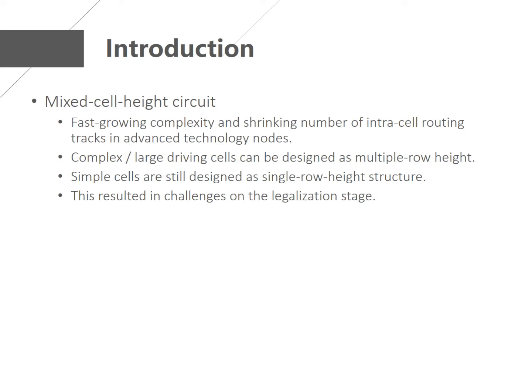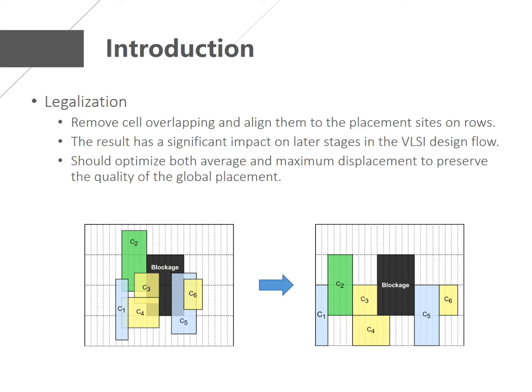Indeed, the adoption of multiple row height cells successfully solves the problem caused by technology scaling and provides more flexibility on circuit design. But every coin has two sides. They lead to some challenges in the VLSI design flow. To be specific, we are solving the emerging challenges on the legalization stage. I will briefly introduce the legalization stage.